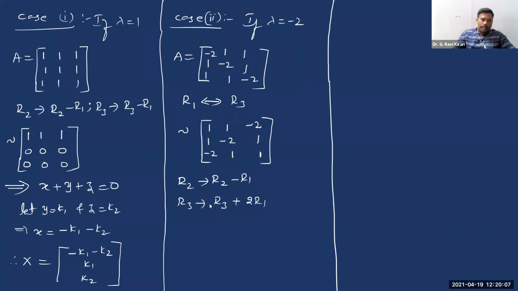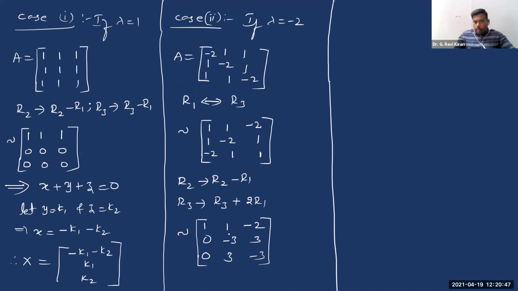Now with these operations, you will get a new matrix as this one. You see, you're not actually changing the first row, so let it be like this, 1, 1, minus 2. Then the second row, R2 minus R1: 1 minus 1, 0. Then minus 2 minus 1, it is minus 3. Then 1 minus of minus 2, 1 plus 2, it is 3. Right? Next, third row, you see, you are multiplying R1 with 2. 2 into 1, 2 minus 2, first element is 0. Then 2 into 1, 2, 2 plus 1, it is 3. Then 2 into minus 2, minus 4 plus 1, it is minus 3. So we got this one, right? Now this is your new matrix.